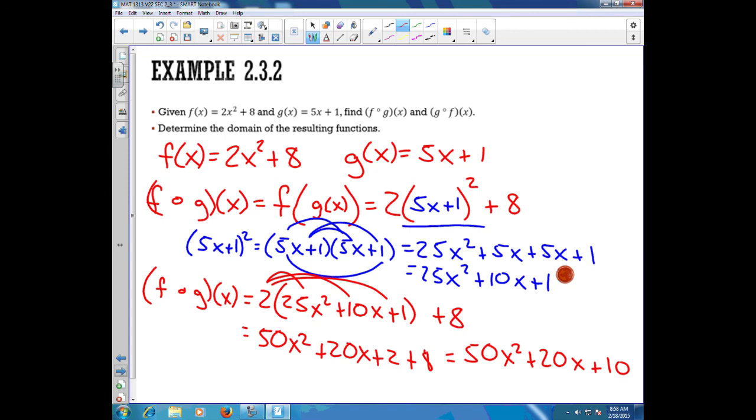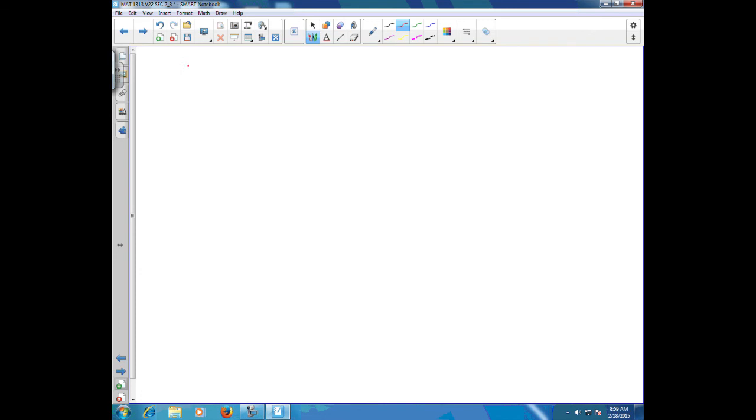Now that we've found this function, we can determine the domain. Well, the domain of this function, there's no denominator, there's no square roots. So the domain is just all real numbers, from minus infinity to infinity. So now we want to find g of f of x. Remember, f of x is 2x squared plus 8. And g of x was 5x plus 1.